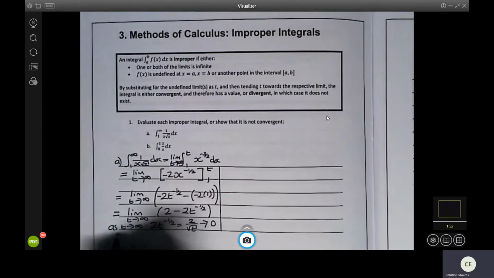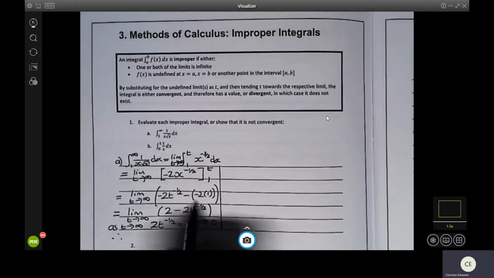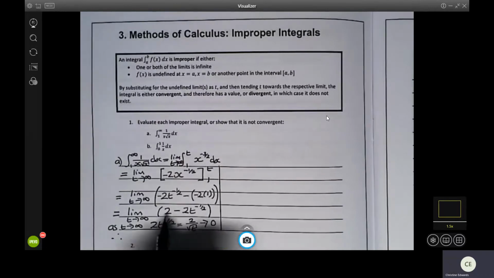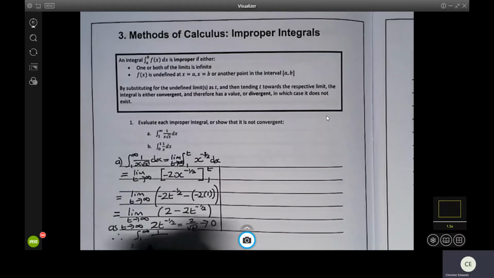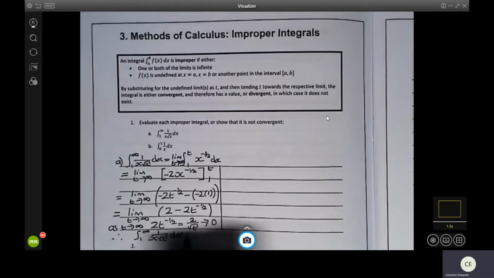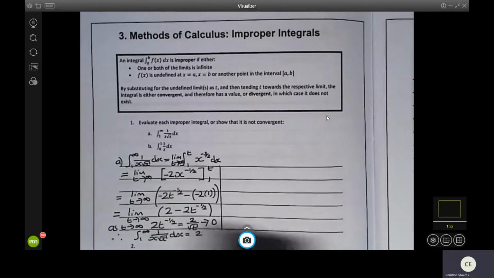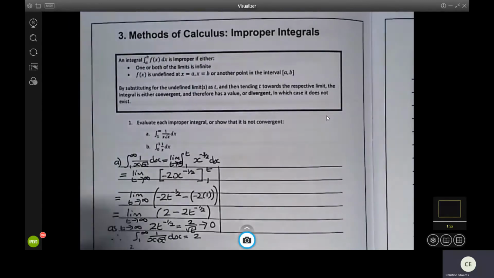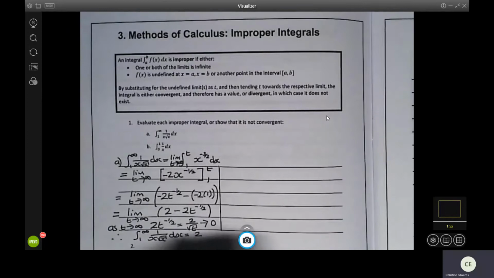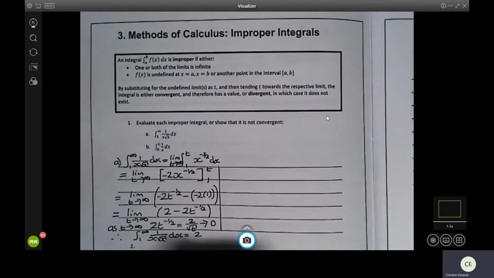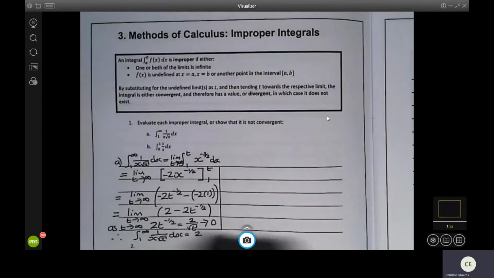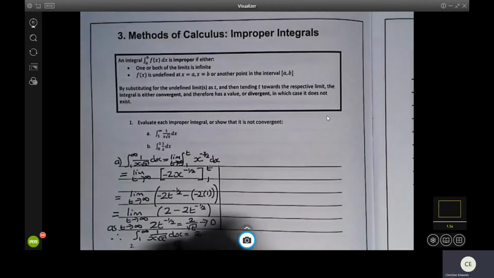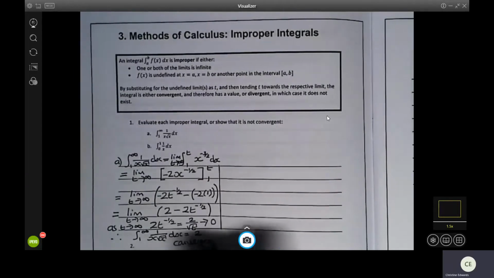So that means that this term will be 0, which means the value of the limit is going to be 2. So the integral from 1 to infinity of 1 over x root x dx equals 2. The integral has converged to a value, and it exists, so it is convergent.